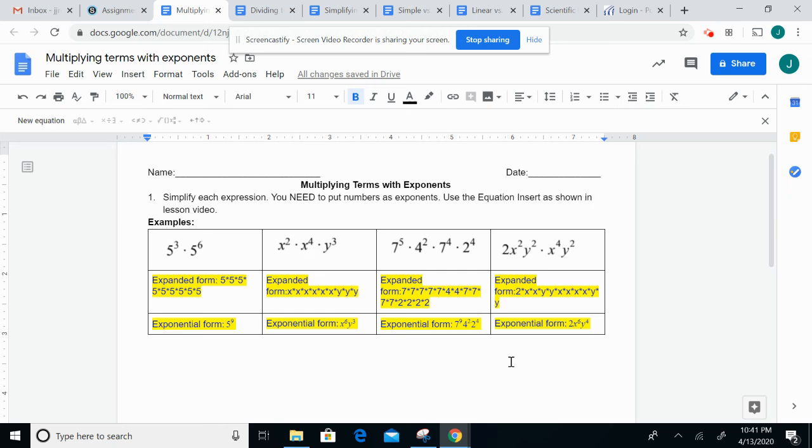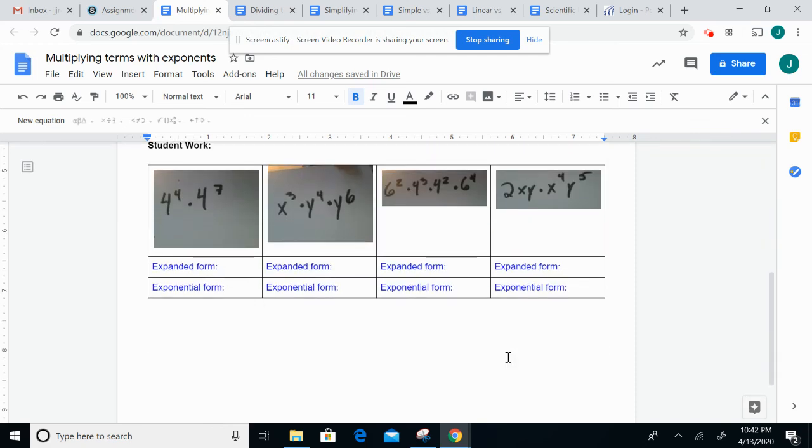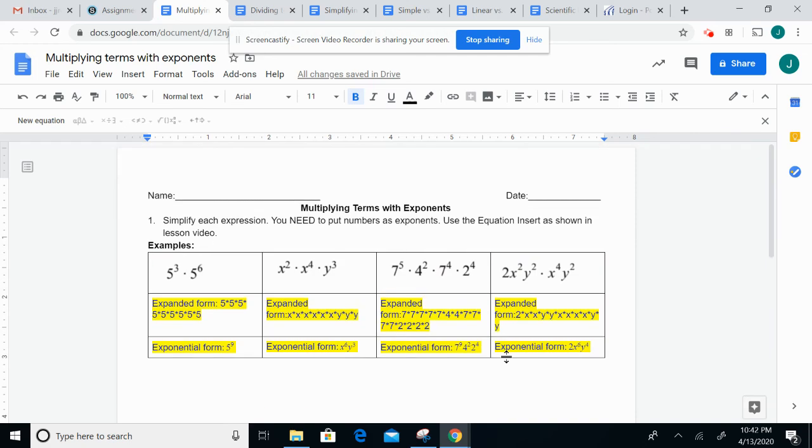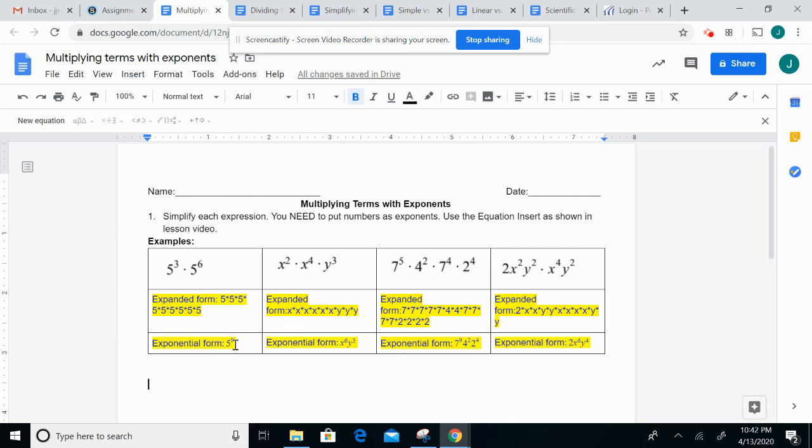So in conclusion, when you have things with like bases, x to the second, x to the fourth, you can just add the exponents. If you can't do that, the expanded form is there to help you to count them out. Other than that, complete the assignment below. Do it exactly as I did, please. Expand it like this, and when you go to do the exponential form, you have to create an equation. Insert equation, and then go from there. Your exponents need to look like exponents here.